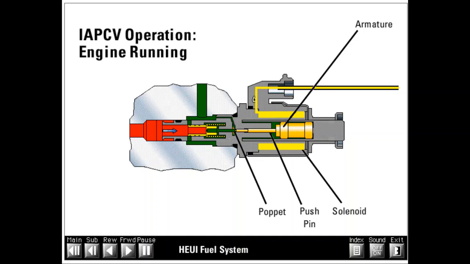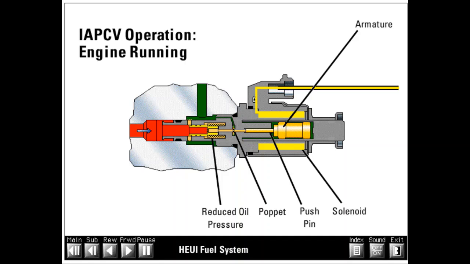The IAP control valve operates by using the variable electrical current from the ECM to create a magnetic field in the solenoid. This magnetic field acts on the iron armature and generates a mechanical force pushing the armature to the left. This force is transmitted through the pushpin to the small poppet valve. The magnetic force holding the poppet closed is opposed by reduced hydraulic pressure inside the spool chamber, trying to open the poppet.